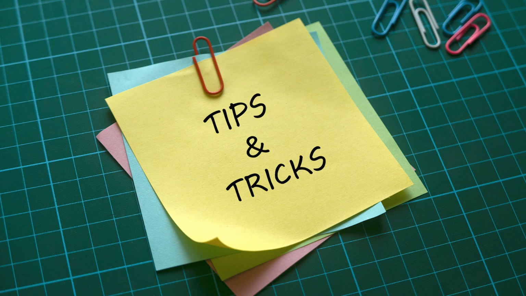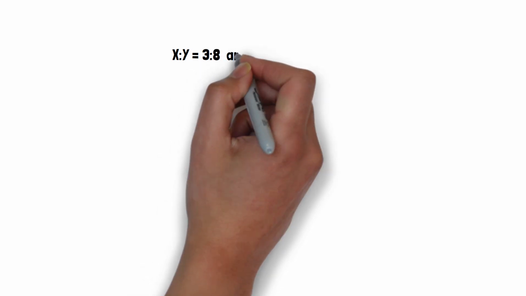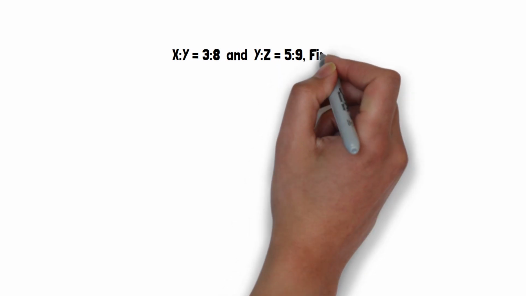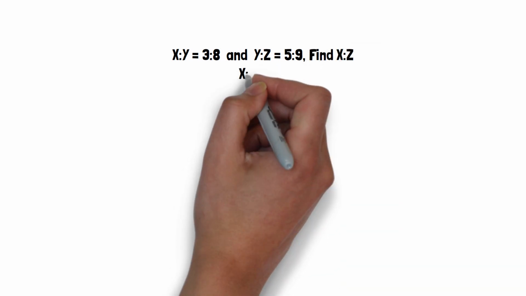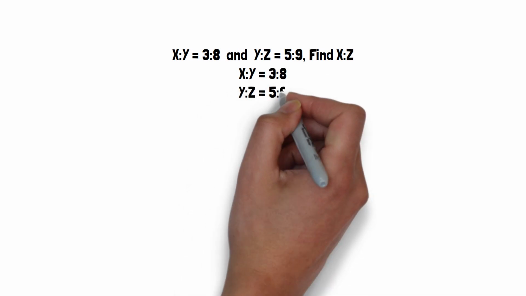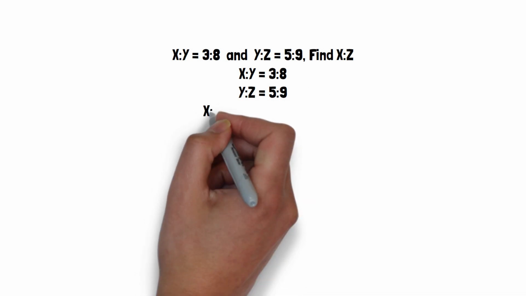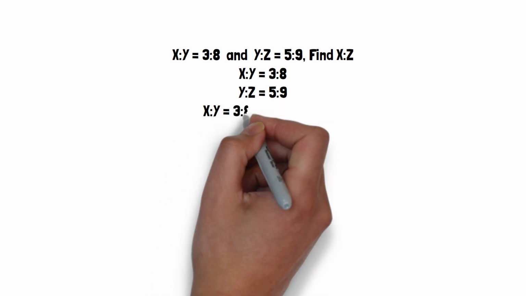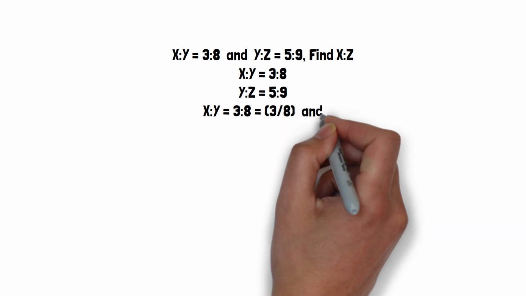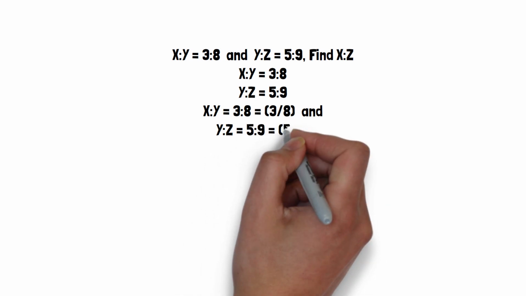For the second tip and trick, let's compare two ratios. Let's take this example. First we need to establish the relationship between x, y, and z. Since x is to y is given as 3 is to 8, and y is to z is given as 5 is to 9, we can set up a proportion. X is to y is equal to 3 is to 8, which is equal to 3 divided by 8. And y is to z is equal to 5 is to 9, which is equal to 5 divided by 9.